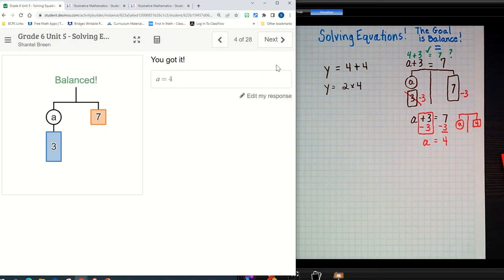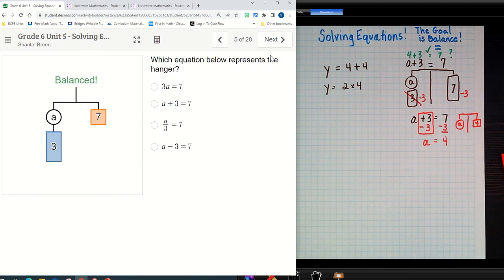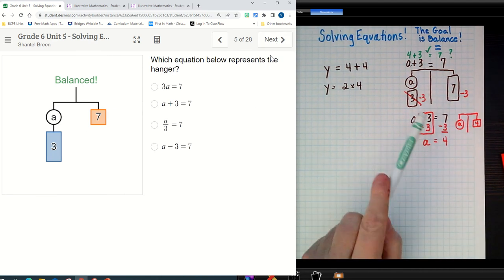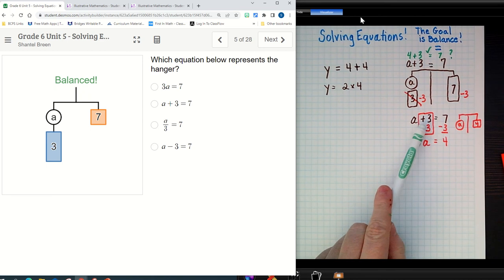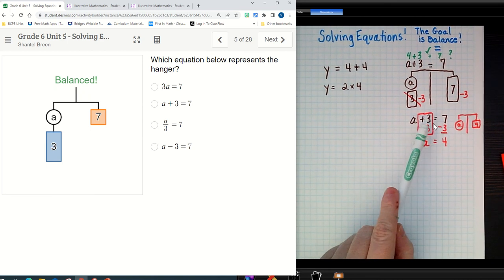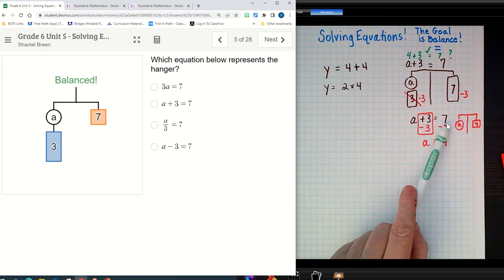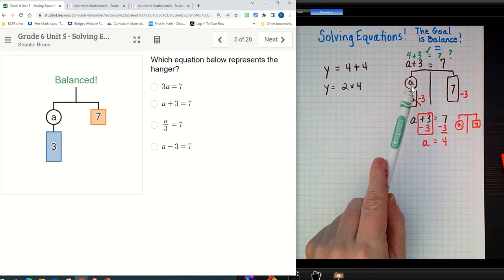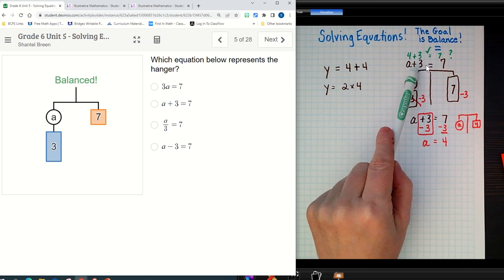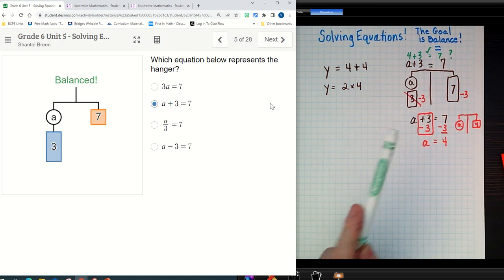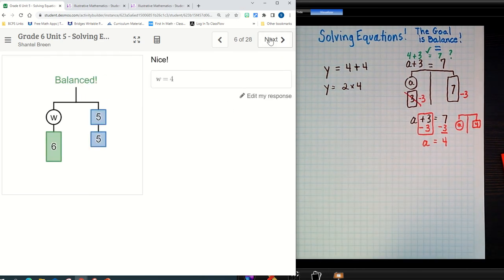The next question is great because then you find the equation. Now, we already wrote the equation because remember, I told you, get into the habit of writing an equation as soon as you see your picture. So I'm looking for A plus 3 equals 7, or 3 plus A. I can use the commutative property, or I could start with the 7. But if I look at the picture exactly how it's represented, it's A plus 3 equals 7. Voila, there it is.